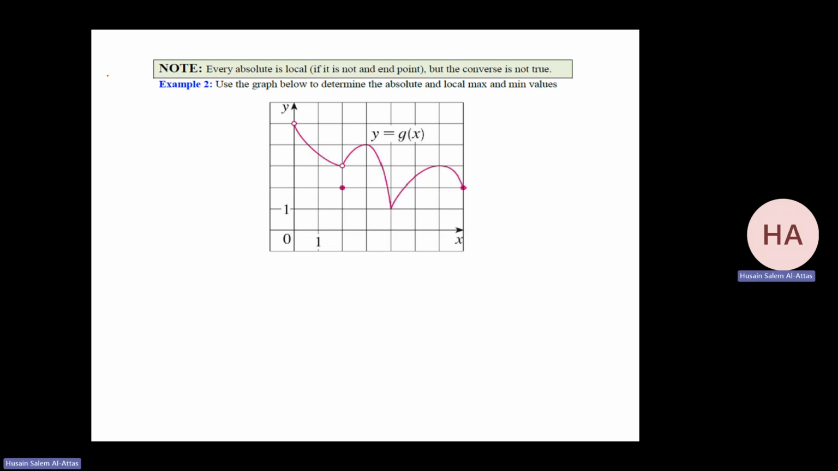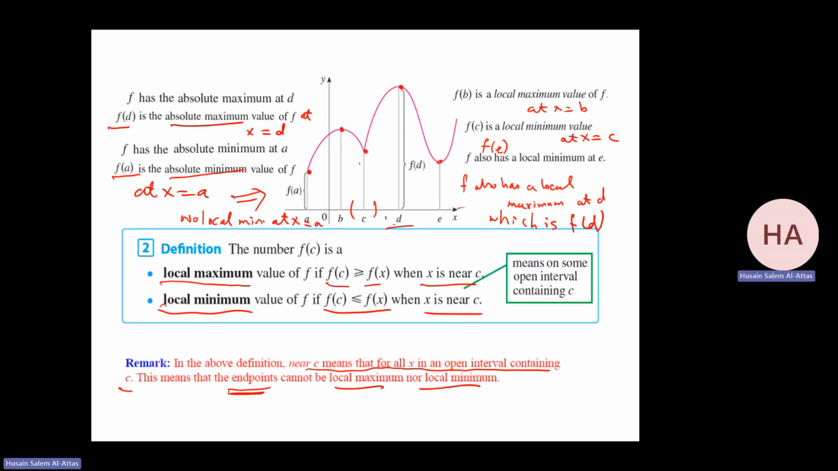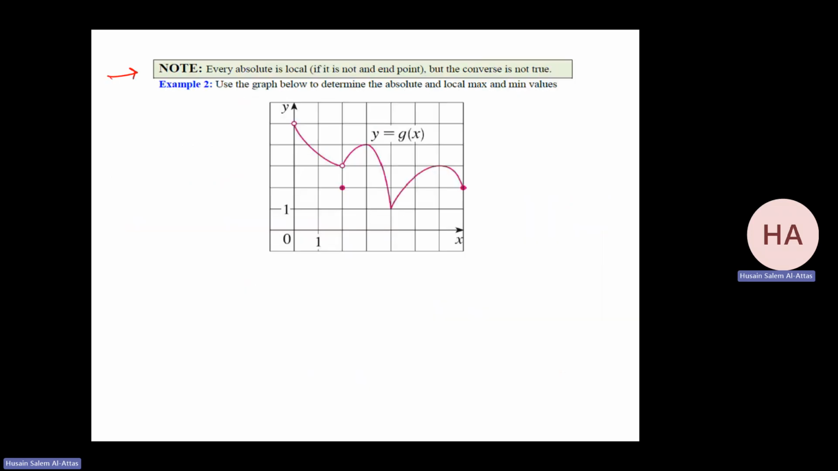Also have a note, every absolute is local except the endpoint. But the converse is not true. So if you have local, it doesn't mean it's absolute. For example, in this example, this is local, but not absolute. But every absolute is local. Okay, so let me check this graph.